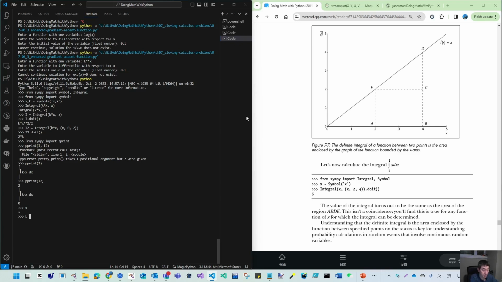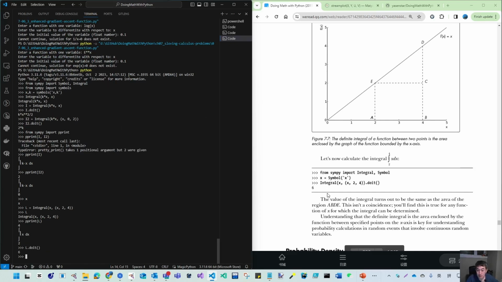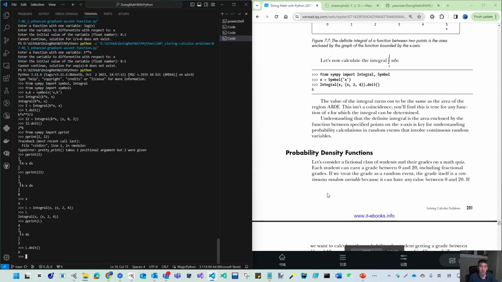So then let's directly use this line. The big L is the integral of x, so that is our expression, with x from 2 to 4. So we have this L. We can print L. Now you can see it has this boundary 2 to 4. So let's do this dot, and I got 6. So that is the integral calculation.